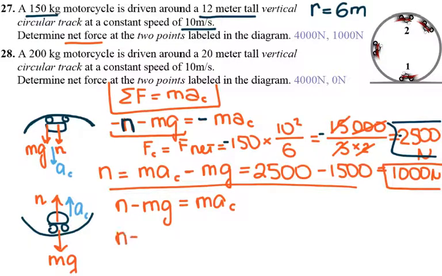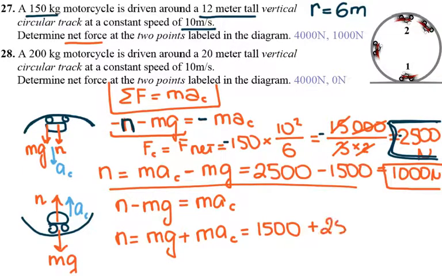So the normal force is equal to mg plus mac. mg is 1500, 150 times 10. And mac, we calculated in the black box right here. We just calculated it. It's 2500. So that is 2500. And that gives you 4000 newtons. So that's the normal force acting on the bike at the bottom of this vertical circle.